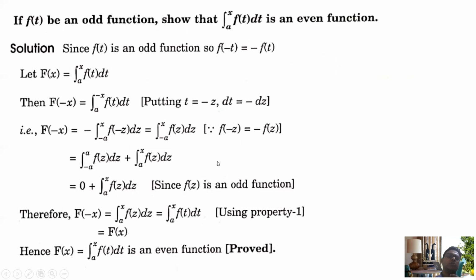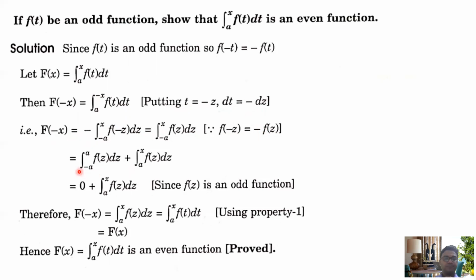This is not a question, this is one kind of property. If f(x) is an odd function, then the integral from a to x of f(t) dt is an even function. Since f(t) is an odd function, f(−t) equals −f(t). Let F(x) equal the integral from a to x of f(t) dt. So F(−x) equals the integral from a to −x of f(t) dt, because you are replacing all x by −x. Putting t equals −z, so dt equals −dz. So therefore F(−x) equals minus of the integral from −a to x of f(−z) dz, which equals the integral from −a to x of f(z) dz, because f(−z) equals −f(z), because it's an odd function.